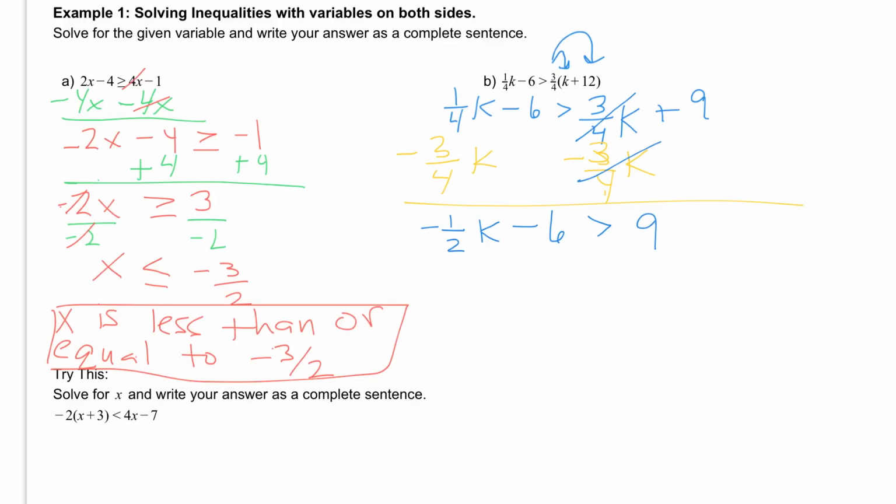I must get rid of what's being subtracted first, which means I have to add 6 to both sides to get rid of that negative 6. Doing that, I get negative 1/2 k is greater than 15.